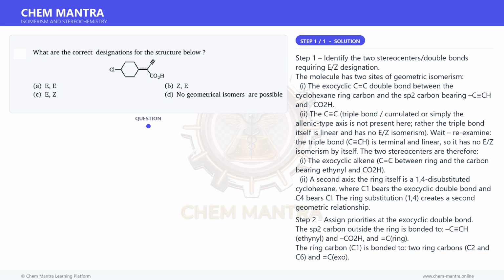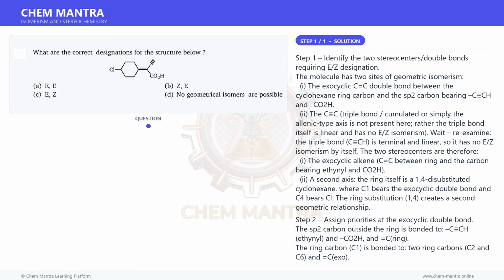Step 2. Assign priorities at the exocyclic double bond. The sp2 carbon outside the ring is bonded to C≡CH, ethynyl, and CO2H, and is double bonded to C, ring. The ring carbon, C1, is bonded to two ring carbons, C2 and C6, and is double bonded to the exocyclic carbon. On the exocyclic carbon, the oxygen atoms of CO2H give higher priority than the carbons of C≡CH. On the ring carbon C1, the two ring chains lead to C4, Cl, on one path. By CIP, the path containing Cl has higher priority.